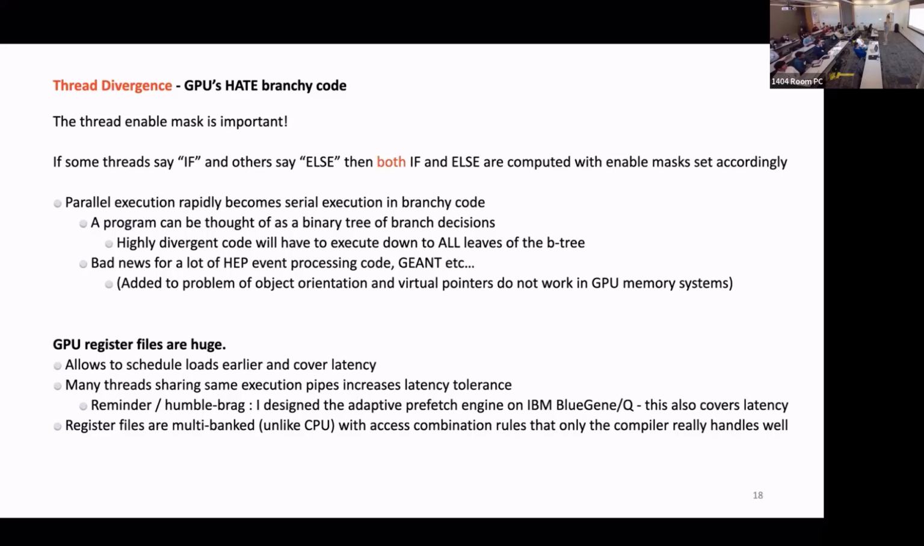A program can be thought of as a binary tree of branch decisions. And if it's not regular and they're not all doing the same thing, you will rapidly fall down to running serial code on a supposedly parallel architecture that is really, really bad at serial execution, right? So unless you're exploiting the parallelism in a way where there's regularity, it becomes very difficult. This is bad news for HEP processing code like Geant, etc., right?